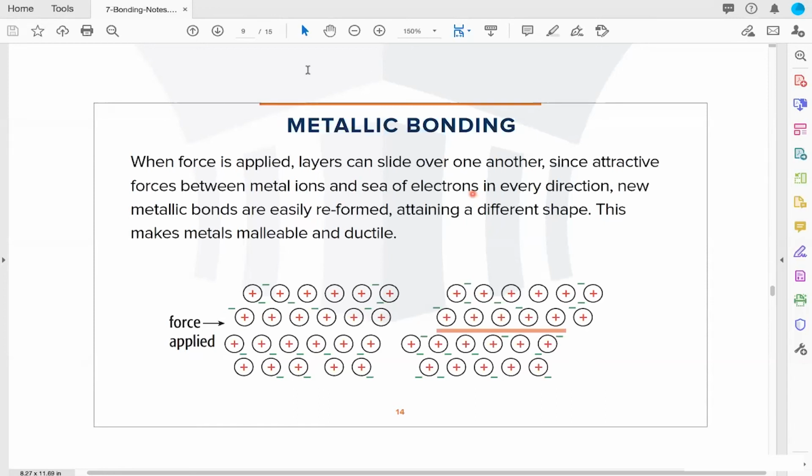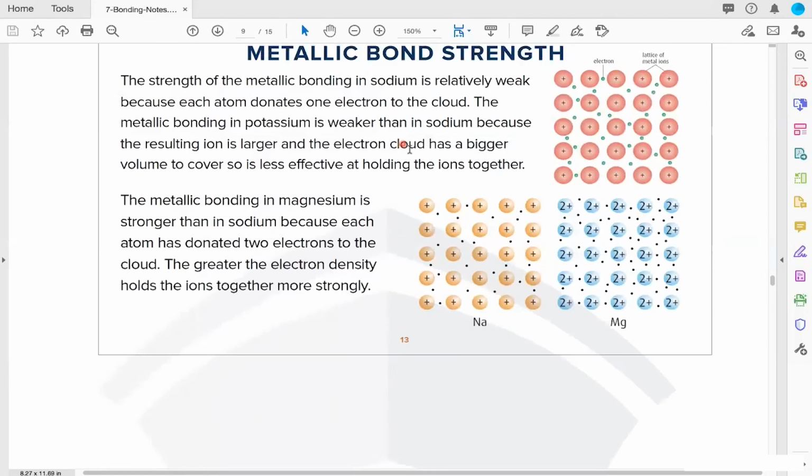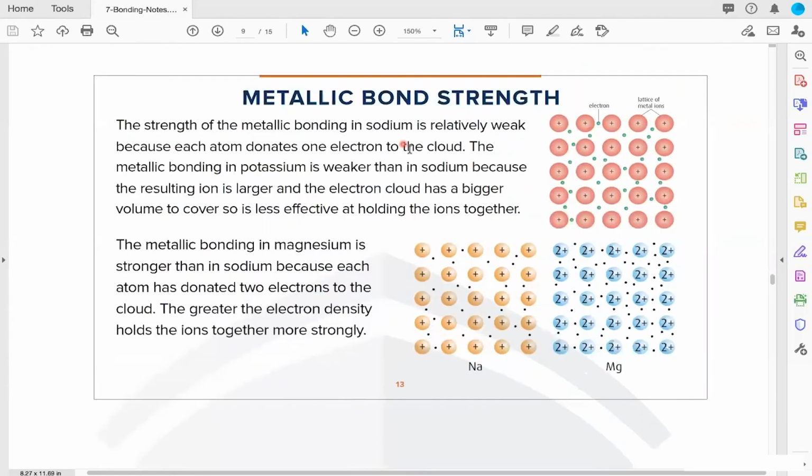Amal, which concept do you want me to explain? The idea of why some metals are stronger than the others, you're not supposed to give a reasoning for that. But why are some metals stronger? The reason is simply that some metals give more electrons to the sea of electrons than other metals.